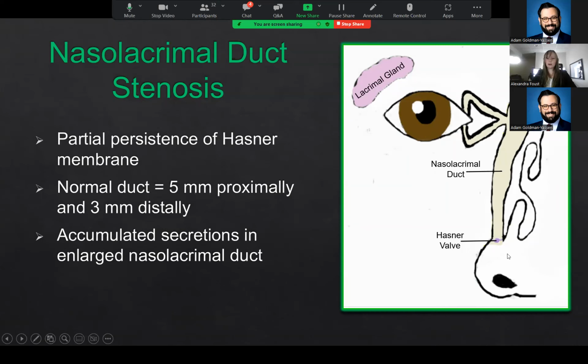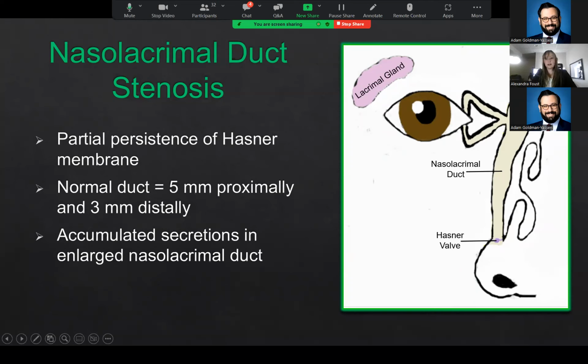I think the numbers are quite high, almost like 1 in 5 or something. Neonates have at least some residual Hasner's valve that causes some stenosis and some secretions related to the nasolacrimal duct. But most of those will self-resolve on their own. So imaging really isn't a big part of nasolacrimal duct stenosis. But if you are looking for it, the normal duct is 5 millimeters proximally and 3 millimeters distally in neonates, and that number will increase as they get older.